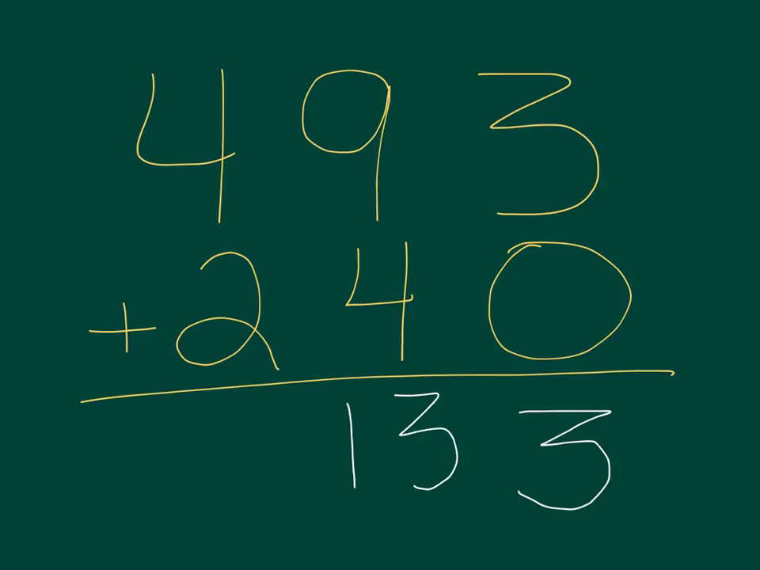Just like when we had to regroup in our ones column, we also may have to regroup in our tens column, sometimes even in our hundreds column, and so on. If ever you add and you get a 2-digit number, you're going to have to regroup. Let's think about how we regroup in our tens column.